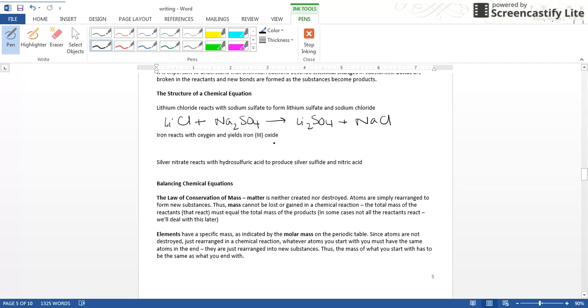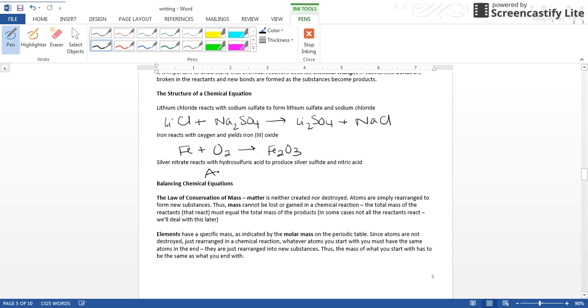All right, the second one, iron's reacting with oxygen and yielding iron 3 oxide. So iron reacting with oxygen. I'm going to tell you right now, oxygen is going to be written as O2. We'll come back to that in a little bit. Iron 3 oxide is going to be Fe2O3.